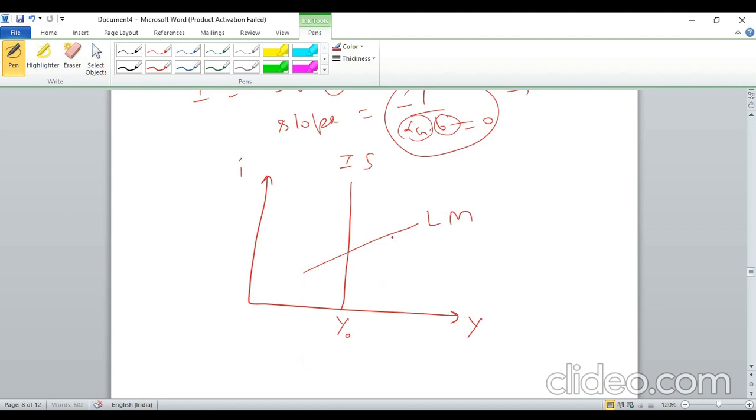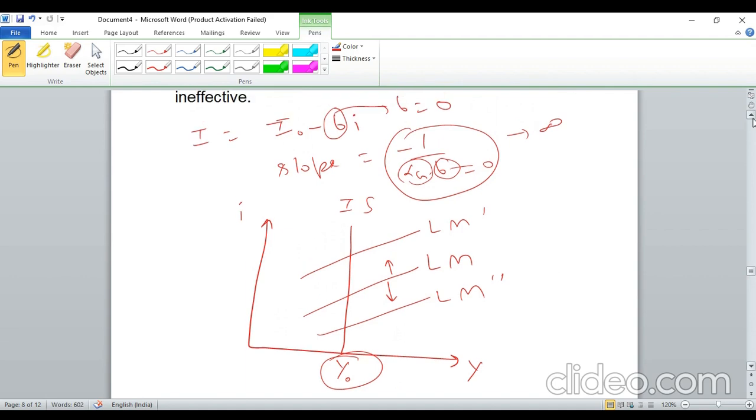Now, if you do any type of monetary policy, whether expansionary or contractionary, the LM curve will shift. If you use expansionary monetary policy, it will go like this. For contractionary monetary policy, it will shift like this, right? But what we are witnessing here is that the output will not change. That is, the LM curve will be completely ineffective when the IS curve is vertical. And this was there in one of the options. So let us check the options.